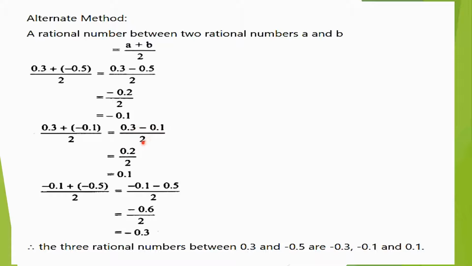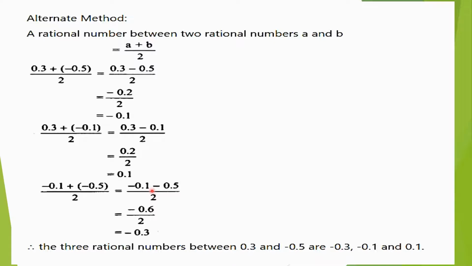The numerator, when we solve it, we get 0.2 upon 2. So the answer is 0.1. So we have got two numbers, that is minus 0.1 and 0.1. So now we will take one number as minus 0.1 and the next number as minus 0.5, add it and we divide by 2. So we get it as minus 0.1.